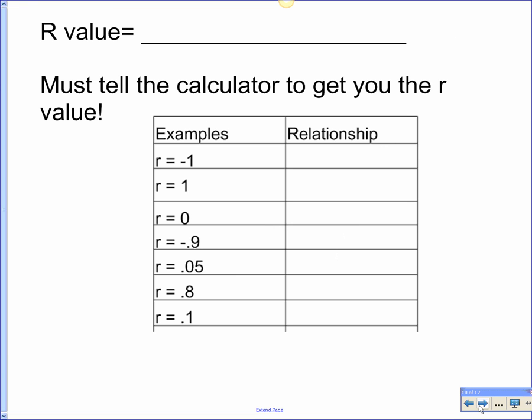Okay, the R value is called the correlation coefficient, which you're like, why in the world do they call it R if both of those start with C's? I don't know. All right, but it's R. R is your correlation coefficient. Okay, so you have to tell the calculator to give you the R value. It doesn't automatically do it. So you've got 3 steps to do that.